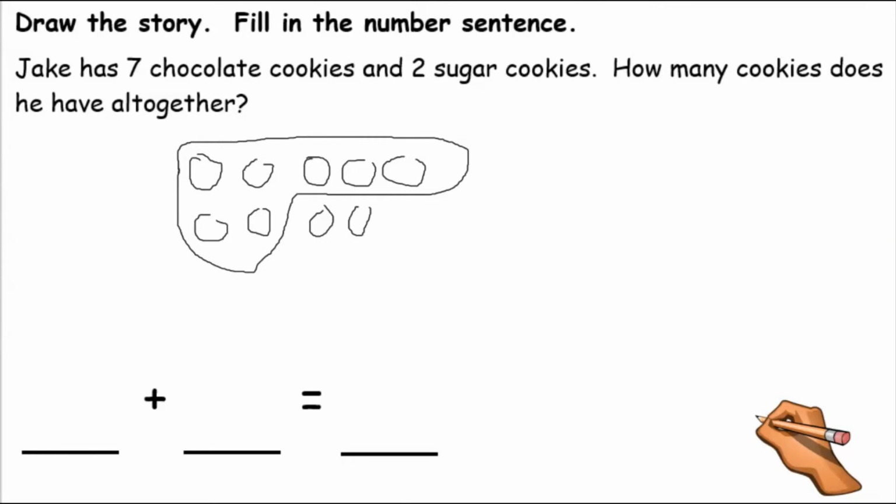All right, what did you come up with? We can see that we have 7 chocolate cookies and 2 sugar cookies. And how many cookies do we have all together? 9. We know that it's 9 because we can go back and count our 2 parts together. 1, 2, 3, 4, 5, 6, 7, 8, 9. 7 plus 2 equals 9.